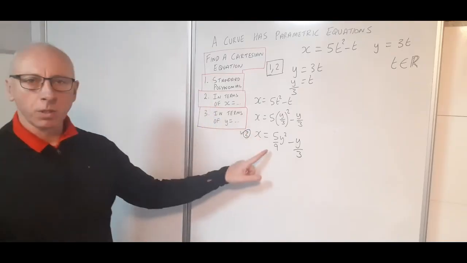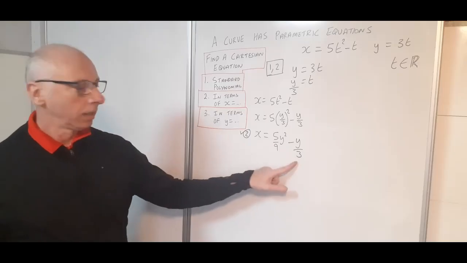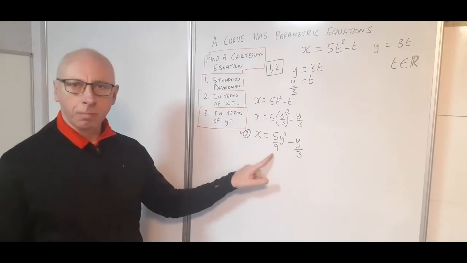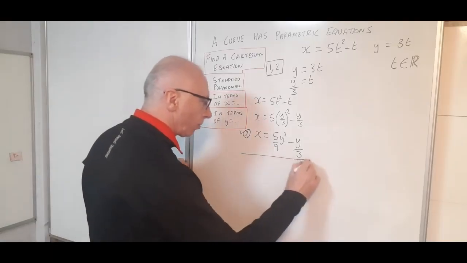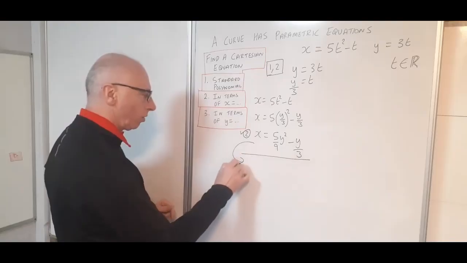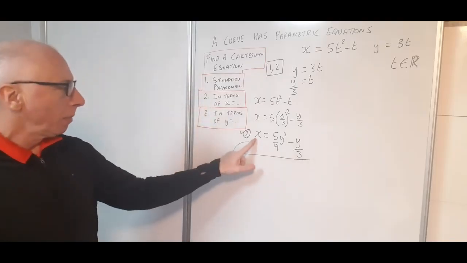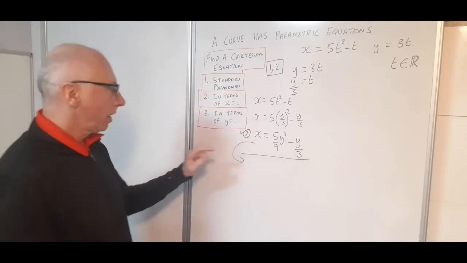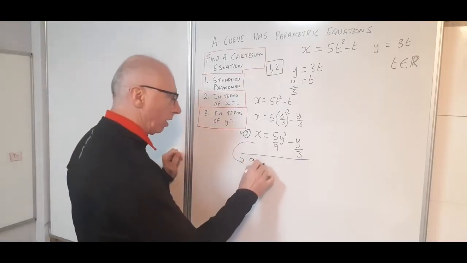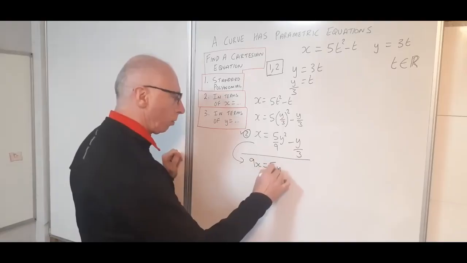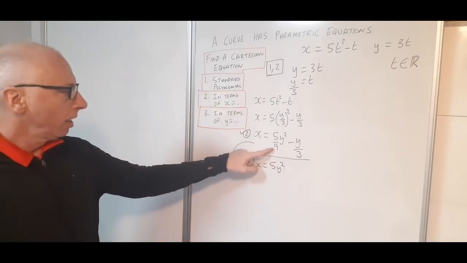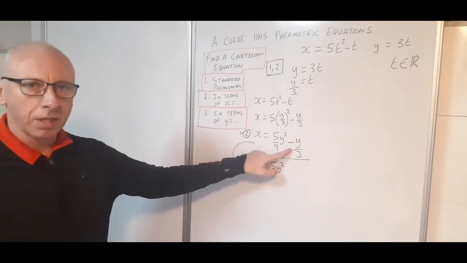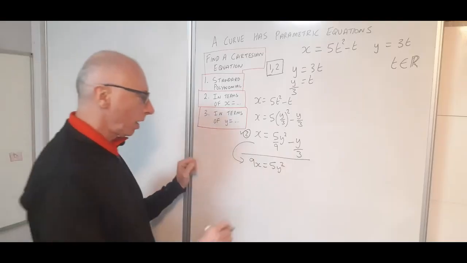Now we can turn this into a standard polynomial from here. So if I multiply both sides by 9, let's take care of that. So let's just draw a line under it, but continue the work. So multiply both sides by 9. So then I'll have 9x. That equals 5y squared, because the 9 will cancel out from there. Multiply this by 9, I'll have minus 3y.